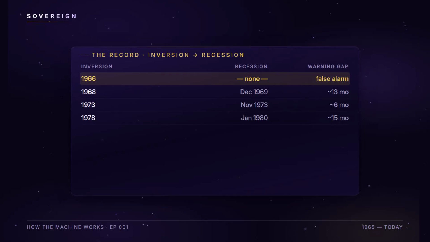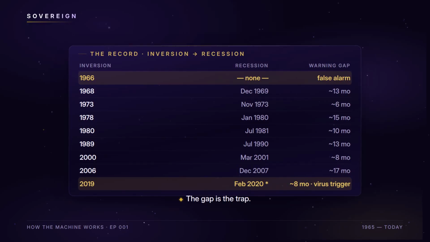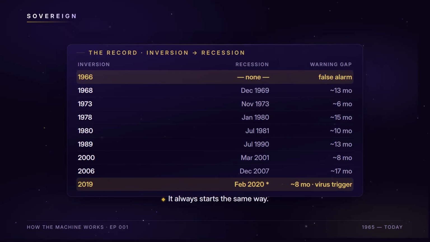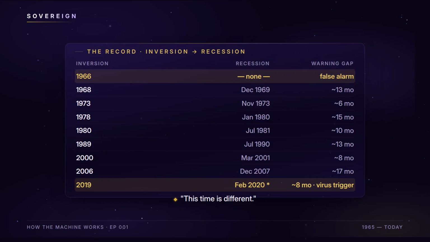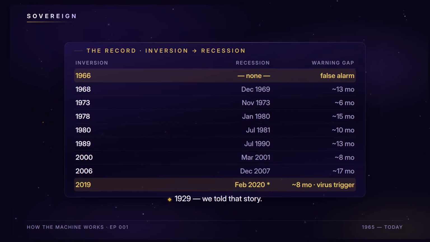So why does anyone still get caught? Because of the gap. 6 to 18 months is long enough for the all-clear chorus to start, and it always starts the same way, with the 4 most expensive words in finance. This time is different. In 2006, the inversion was explained away as foreign savings flooding into bonds. In 1929, an episode we've told in full, short money sat above long money for a year while the market climbed. The curve is not a starting pistol. It's a regime marker. It tells you which neighborhood you're standing in, never the day of the storm.